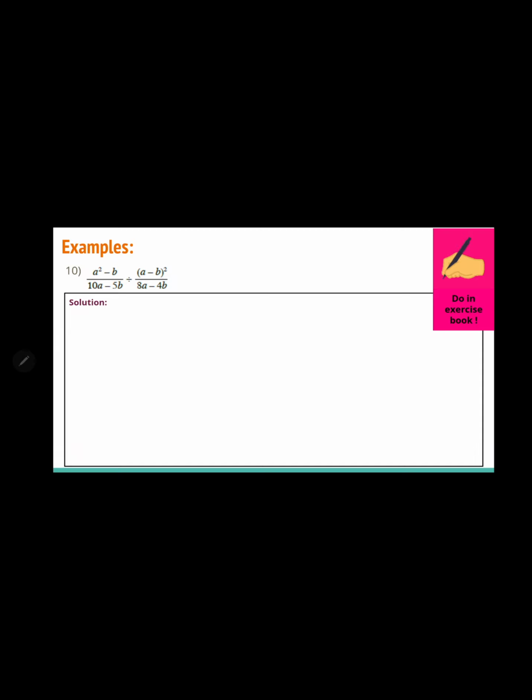Okay, next, example 10. Every time you see the pencil writing, it means you need to write, don't forget. Do it in your exercise book. Again, it is division. If you do it in real time, I will ask you to do this. Or do you want to do it first? You can pause the video, do it, and then see the answer.